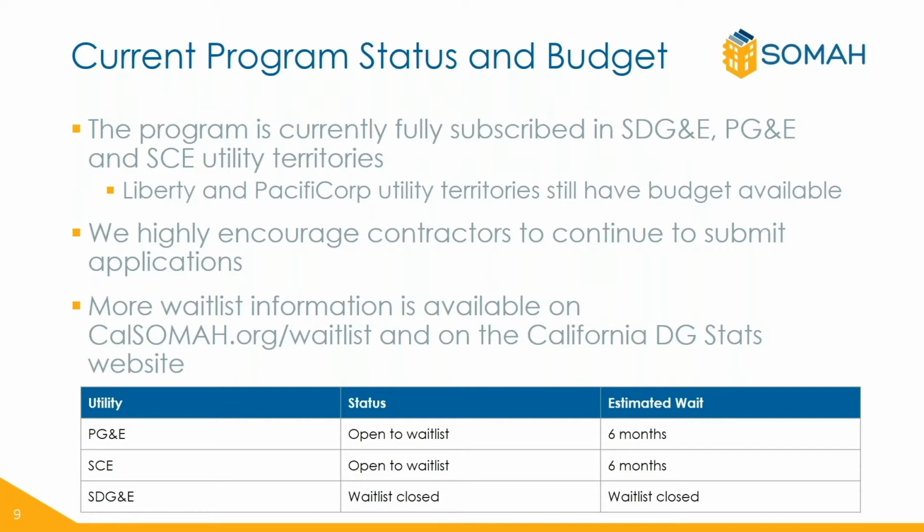More waitlist information is available at calsomah.org/waitlist. And all applications submitted to SOMAH are listed in the data set, and that's available on California DG Stats website at californiadgstats.ca.gov.